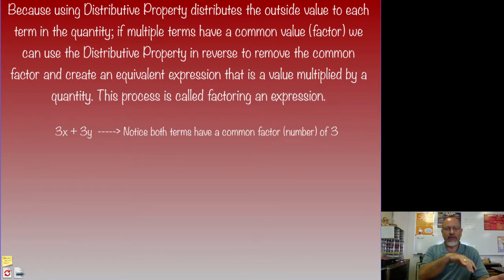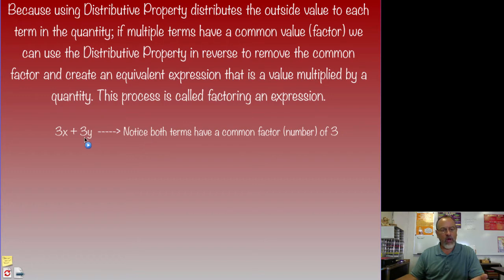Now remember, when we did the distributive property, we took the number outside and multiplied it by each term in the expression. Well, what's the reverse of multiplication? It's division. So once I find the common factor, I'm going to put that outside, and I'm going to divide each one of these terms by that number. So if I divide 3x by 3, the x is just left over. The 3 divided by 3 is a 1, which leaves me 1 times x, or just x.